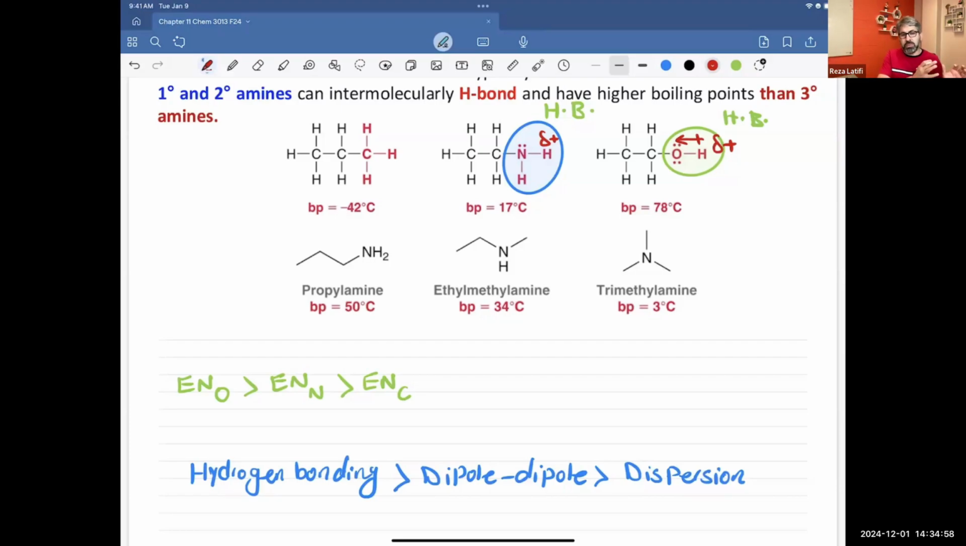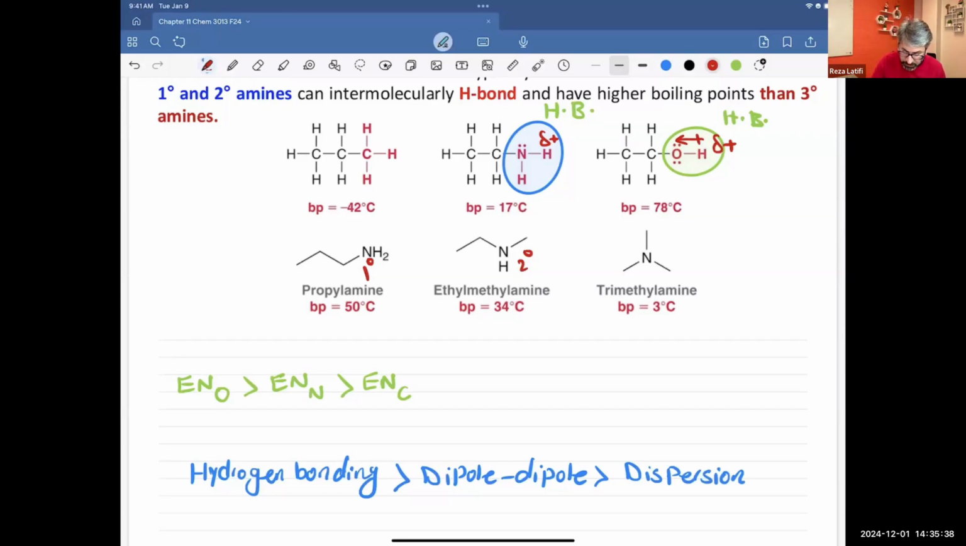Now, when you switch from primary amine to tertiary amine, you are getting rid of hydrogen and replacing it with an alkyl group. Because we lose the hydrogen, we lose hydrogen bonding power. As you see, from primary amine the boiling temperature of 50 goes down to 34 in a secondary. And if you replace the last hydrogen by another methyl or ethyl group, the boiling temperature goes down to something around 3.